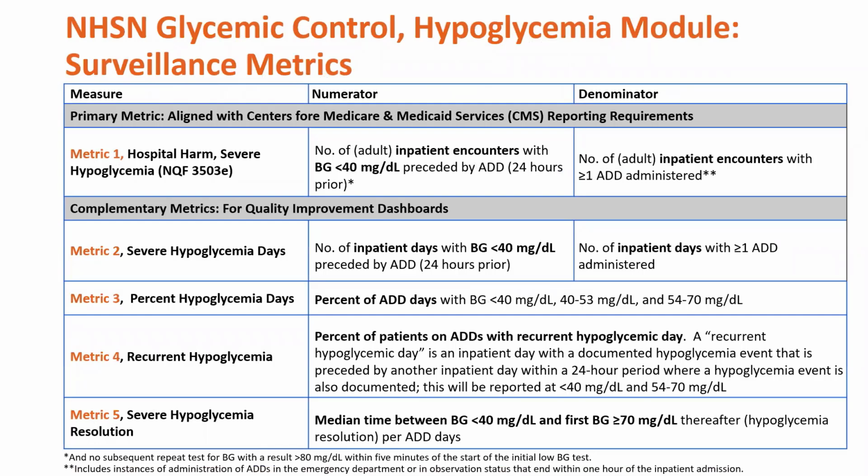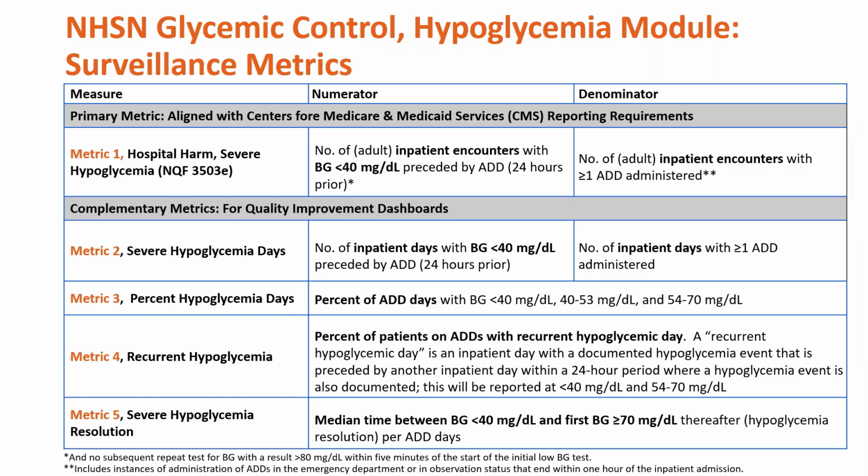These are the measures, a summary of the metrics, I guess, NHSN will produce based on the data submitted to NHSN. And the primary measure plan is one that will be aligned with the CMS Hospital Quality Reporting Program, Hospital Severe Hypoglycemia Measure. So this is already an eCQM, electronic clinical quality measure, that's part of the CMS Quality Reporting Program. So this is part of CDC and CMS alignment in terms of measure reporting.